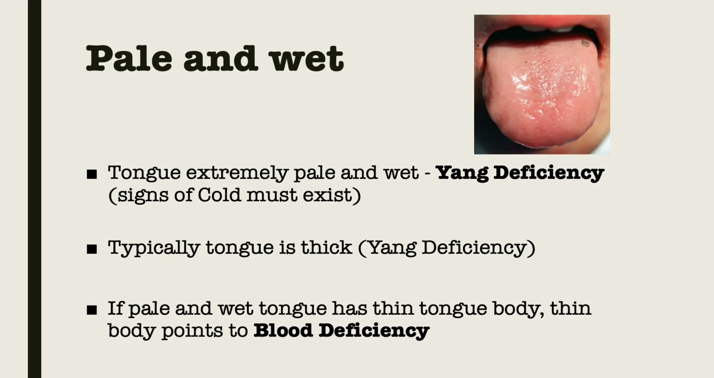If the tongue is extremely pale and wet, there is yang deficiency. In this case, signs of cold must exist. Typically, the tongue is thick. If a pale and wet tongue has a thin tongue body, the thin body points to blood deficiency.